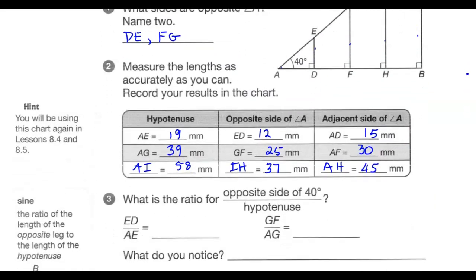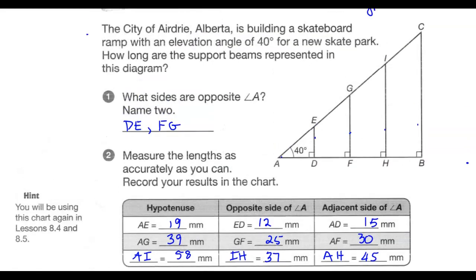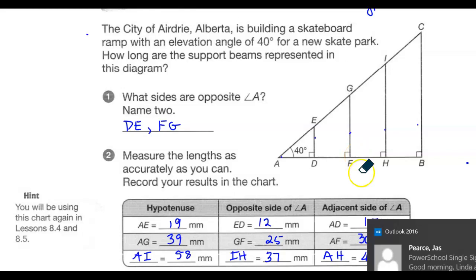Okay, so those are the sides. You can see each of them is getting bigger. AG, GF. Yeah, I guess that makes sense.